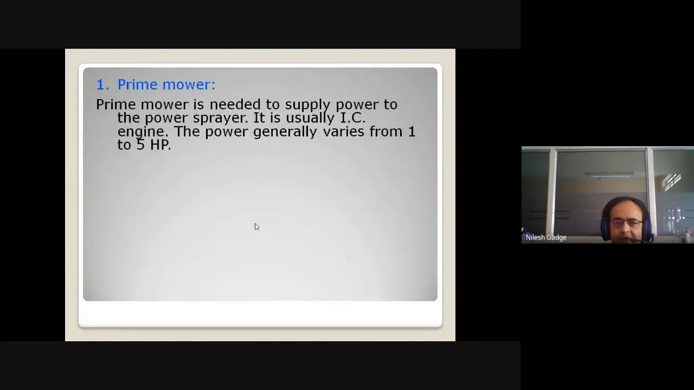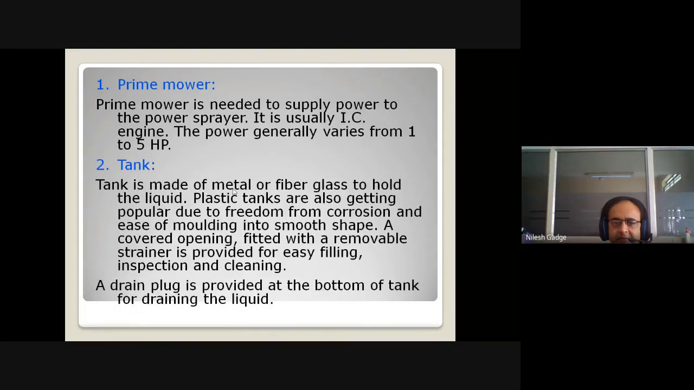So let us see what is the function of the prime mover. Prime mover is needed to supply power to the power sprayer. It is usually an IC engine, internal combustion engine, a small one. The power generally varies from 1 to 5 HP. Then the tank is there. Tank is made up of metal or fiberglass to hold the liquid. Plastic tanks are also getting popular due to freedom from corrosion and ease of molding into smooth shape. A covered opening fitted with a removable strainer is provided for easy filling, inspection, and cleaning. A drain plug is also provided at the bottom of the tank for draining the liquid.